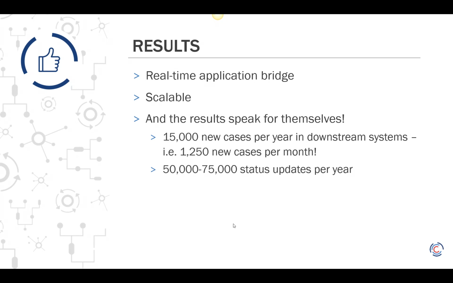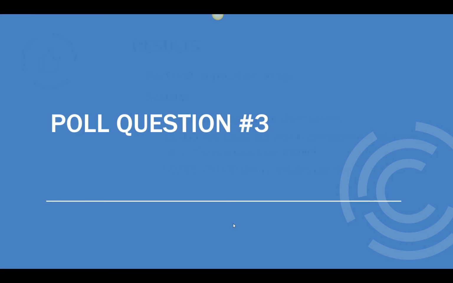The solution is scalable. They have around 15,000 new cases per year that get pushed down to their downstream systems. And so that works out to about 1,250 per month. And then a lot of statuses get pushed back up to Salesforce in return, to keep a round trip going between these applications. So FME in this case is being used as a bridge between the applications.